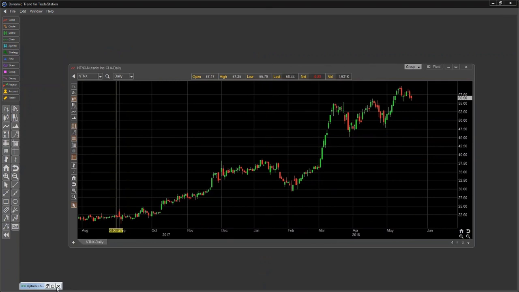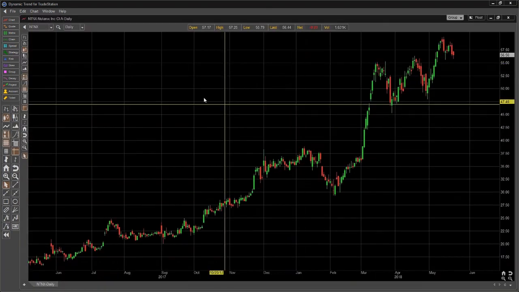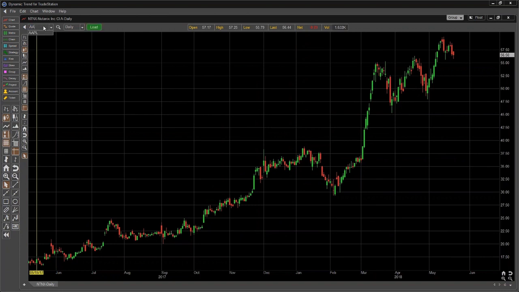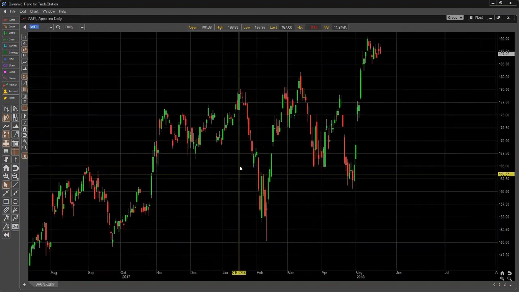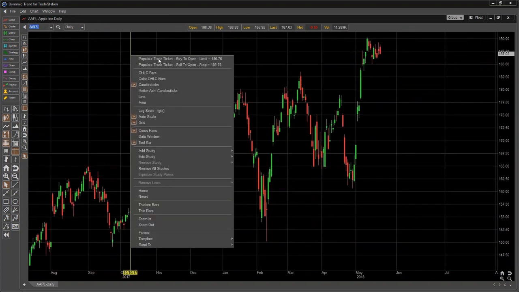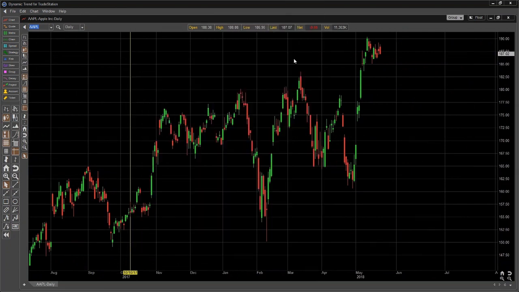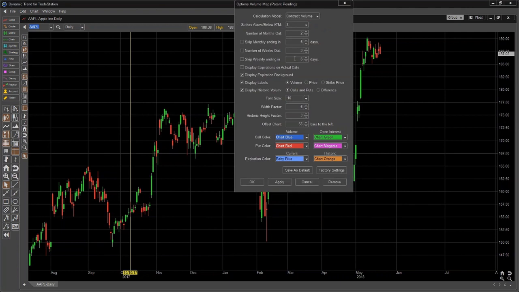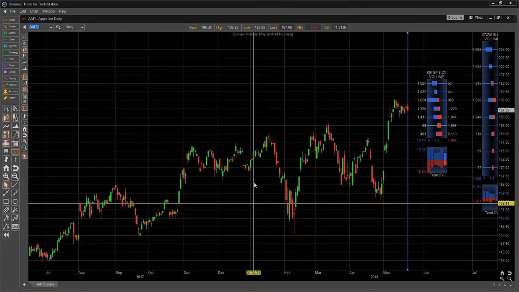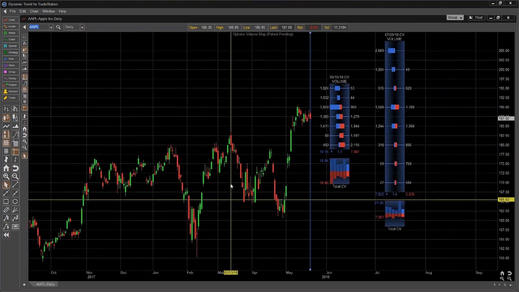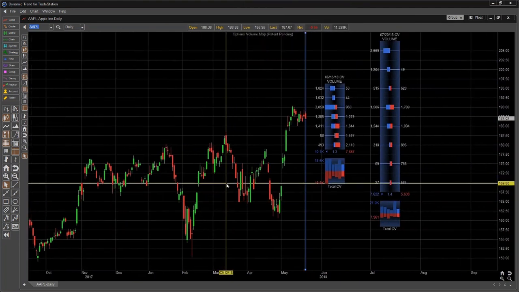So for instance, let's go to Apple, because that's what we're looking at. Here's an Apple chart. I'm going to right click and go to add study, and we have the options volume map study that we put on here. There are lots of different settings, so you can tailor this to see certain kinds of weeklies or monthlies, but we won't go into those settings. But there it is, the options volume map.